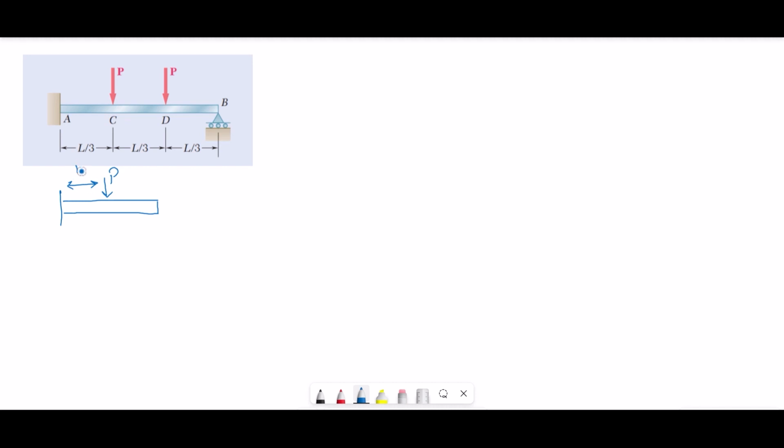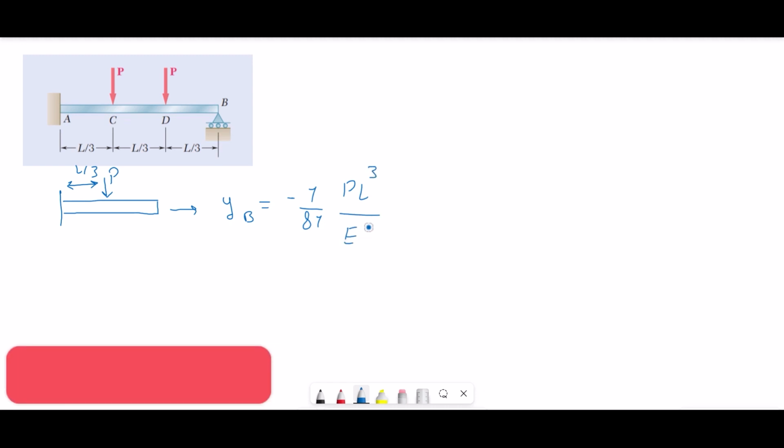So this is going to be the last section, and the equation we find for this beam is going to be the same as the equation we found for section D, but instead of putting 2/3 of L, we're going to use 1/3 of L. So I'll just write the result for the deflection of B, which is equal to 1/81 times P times L to the power 3 divided by E times I.